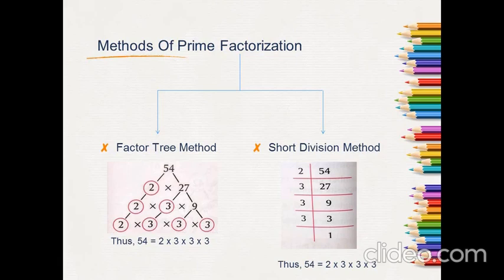Now children, 1 is a unique number. Now the factors of 54 are again 2 into 3 into 3 into 3. See, in both methods, the factors are the same: 2 into 3 into 3 into 3. I hope you understand both the methods, children.